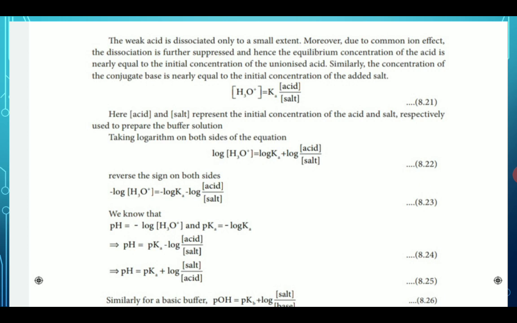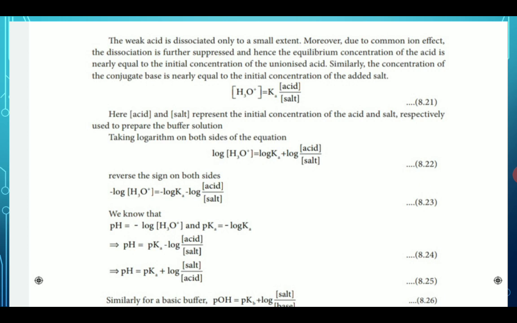Here the weak acid is dissociated only to a small extent. Moreover, due to the common ion effect, the dissociation is further suppressed and hence the equilibrium concentration of the acid is nearly equal to the initial concentration. Similarly, the concentration of the conjugate base is nearly equal to the initial concentration of the added salt. So the equation once again becomes hydronium ion concentration is equal to Ka into the concentration of acid divided by concentration of the salt.